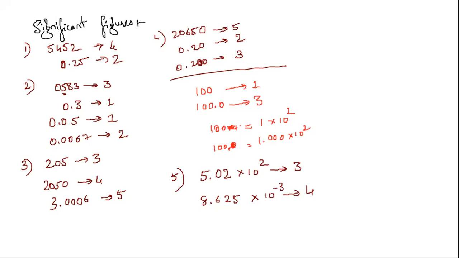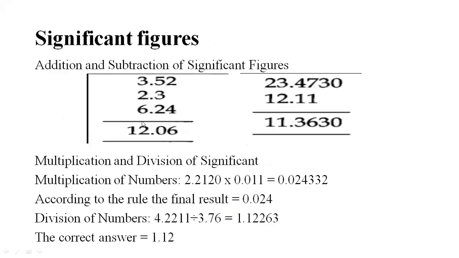Based on the same rules, you can look at the examples also. So, addition and subtraction of significant figures. This is the example. Suppose I have 3.52, 2.3, 6.24. When I add them, I come to the answer 12.06. This can be rounded to 12.1. It has to be mentioned as 12.1. Rounded to 12.1.